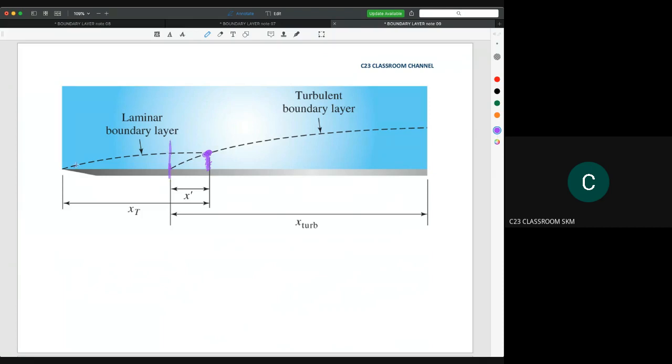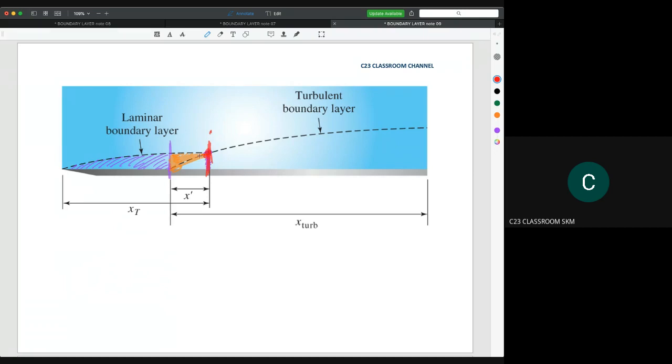This part is 100% laminar. And then in the transition, there are percentages. Here is maybe 70% laminar and 30% turbulent. Then the percentage of laminar becomes smaller and smaller, and the percentage of turbulent becomes bigger and bigger. At this point, it is 100% turbulent. So we need to estimate this.